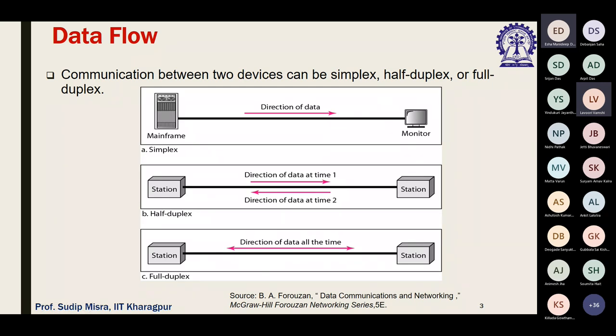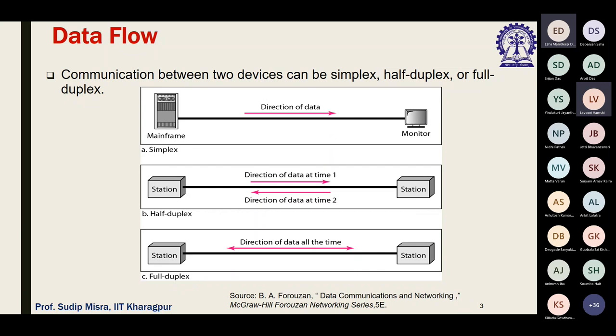Full duplex is where there is no constraint on the direction as well as the time. So at any time, in both directions, these two stations can communicate. That is full duplex communication. Simplex, half duplex, full duplex.